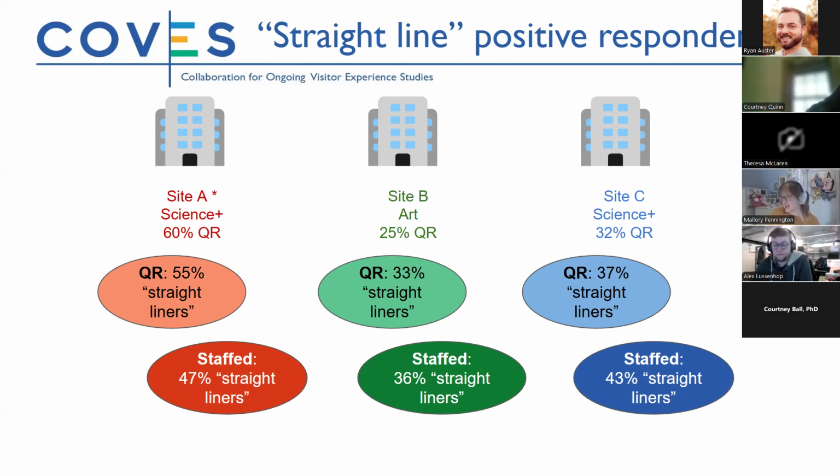And what we found is that in some places it is, specifically at one of our Science Plus sites, it was more common to straight line on that QR survey than on the staffed survey. So people taking the QR survey might be doing it faster and paying less attention and providing less meaningful data on those experience metrics that we do value so much as COVES.